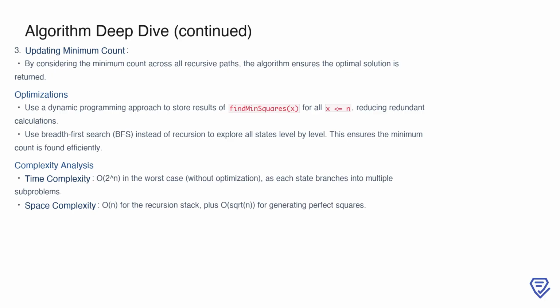In terms of complexity, the brute force approach has a time complexity of 2 to the power of n, in the worst case, due to the exponential branching. However, with dynamic programming, the time complexity is significantly reduced. The space complexity is n for the recursion stack, plus sqrt n for generating perfect squares.